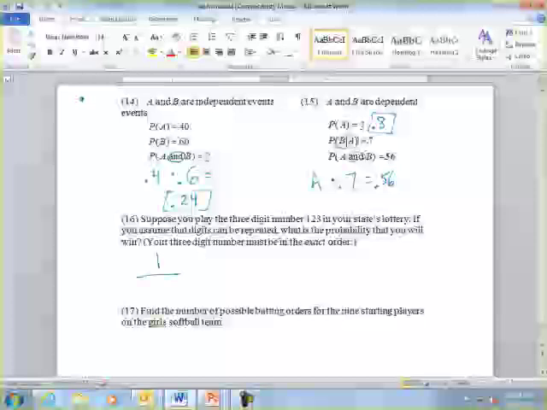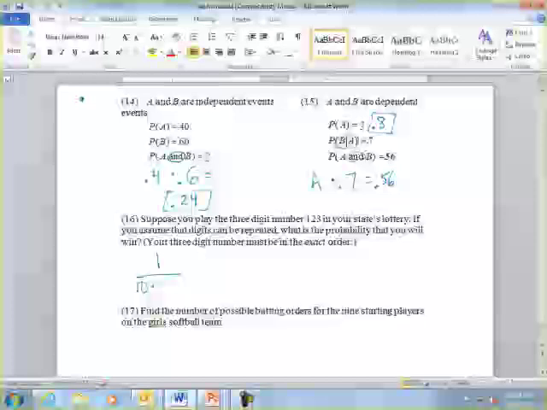It says that digits can be repeated, and there are 3 digits. So how many different numbers could be the first digit of the winning ticket? 10, because 0 is a digit. So there's 10 different numbers that could be that first digit in the winning number. Whatever the winning number is, there's 10 different things that could be that first number, because 0 is a digit. So 0, 1, 2, 3, 4, 5, 6, 7, 8, 9 could all be a possibility for that first number.